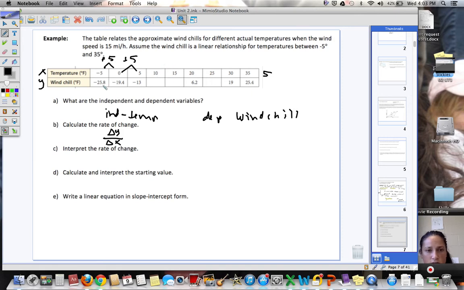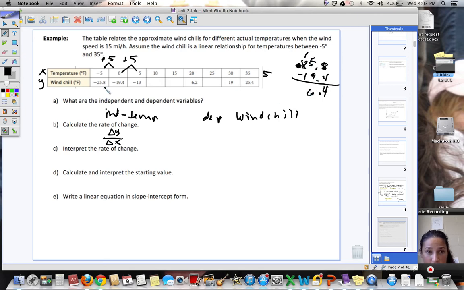So here, though, I need to see how I'm getting from -25.8 to -19.4. So what I'm going to do is subtract them. I'm not going to do negative, I'm just going to do 25.8 minus 19.4. I get an 8, I get a 0.4, need to borrow, and I get a 6.